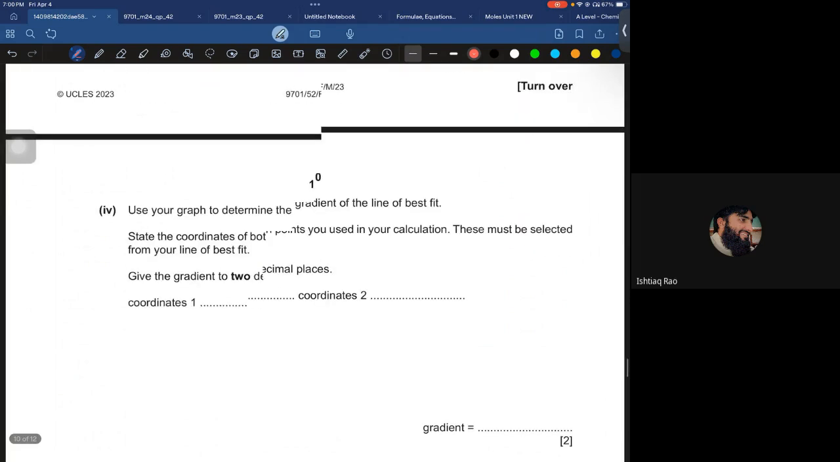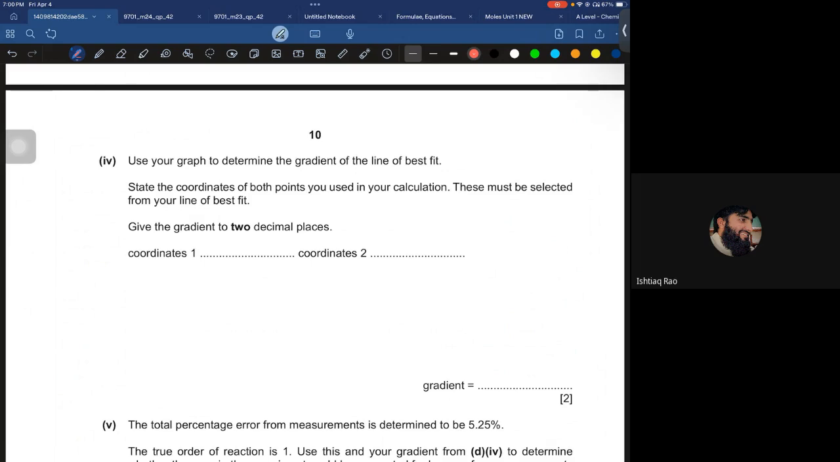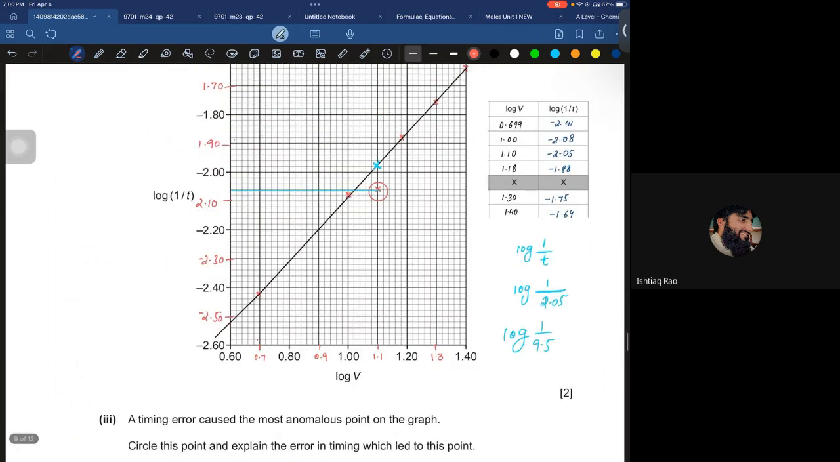Use your graph to determine the gradient of the line of best fit. State the coordinates both you used in your calculation. These must be selected from your line of best fit. Give the gradient to two decimal places. Coordinates 1 and coordinates 2. Okay.